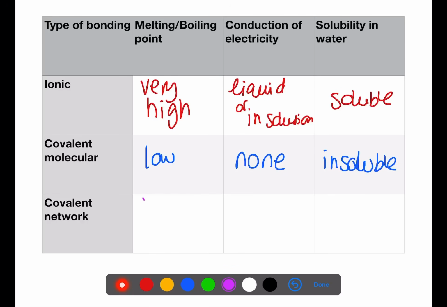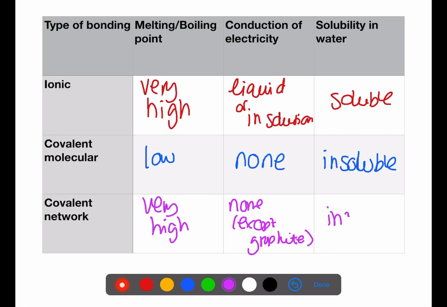Covalent networks also have very high melting and boiling points. This is because all of the covalent bonds must be broken within the lattice structure to melt a covalent network. Covalent networks do not conduct electricity except for graphite, which has delocalized electrons, and they are insoluble in water.